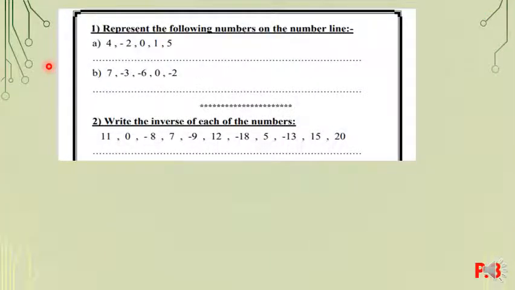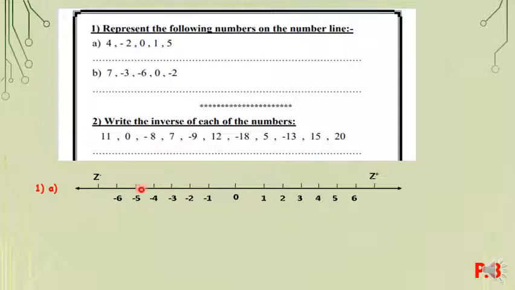Booklet page 3. Represent the following numbers on the number line. Letter A: 4, -2, 0, 1, 5. First, we are going to draw the number line. What do we have? 4. So I'm going to put a dark dot on 4. Then -2, dark dot on -2. 0, dark dot on 0. 1, here is 1. 5, here is 5. And that's it. So simple.